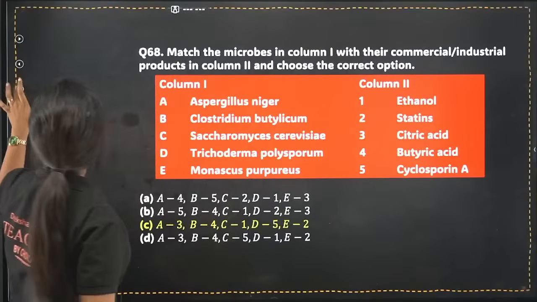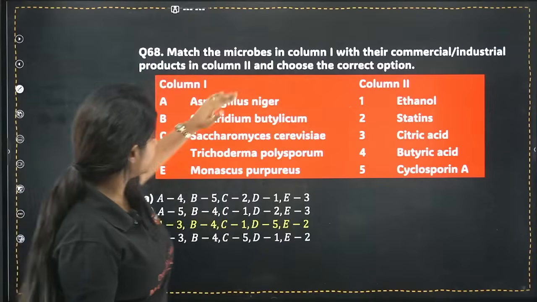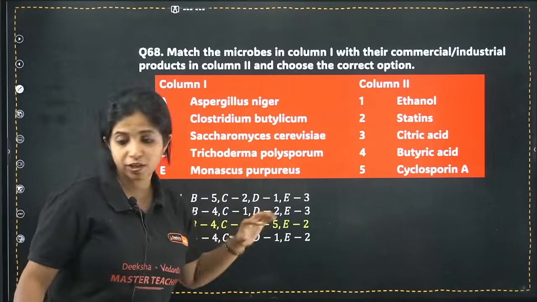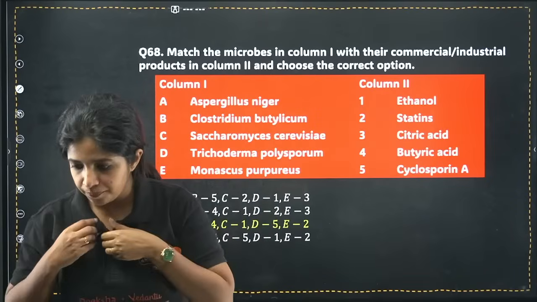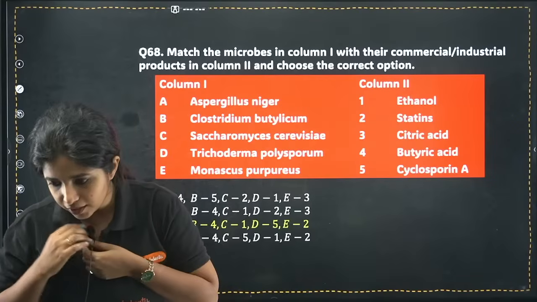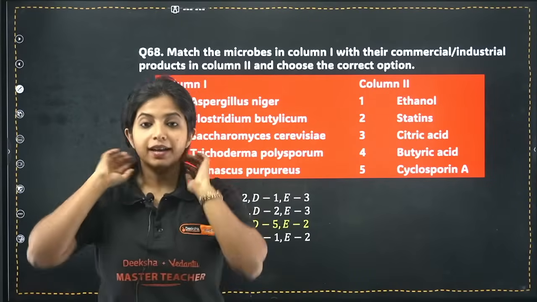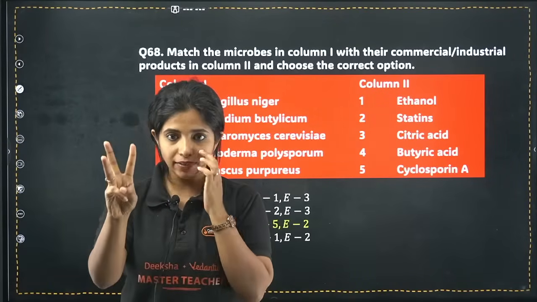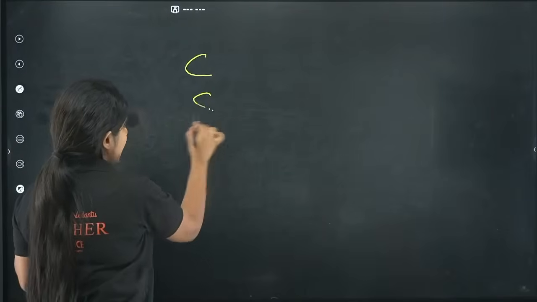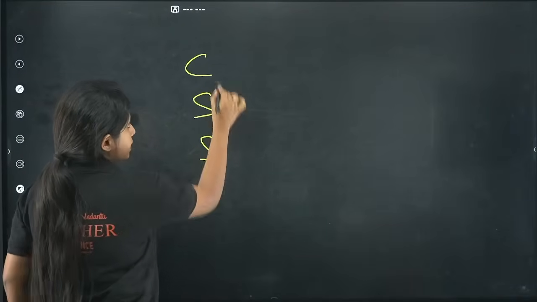Yes, listen, match the following question. Microbes over here: Aspergillus niger, Clostridium botulinum, Saccharomyces cerevisiae, Trichoderma polysporum, Monascus purpureus. Just listen to me carefully. Krishna, I hope I'm audible. Three things are there that you need to remember: cyclosporin A, statin, and streptokinase.